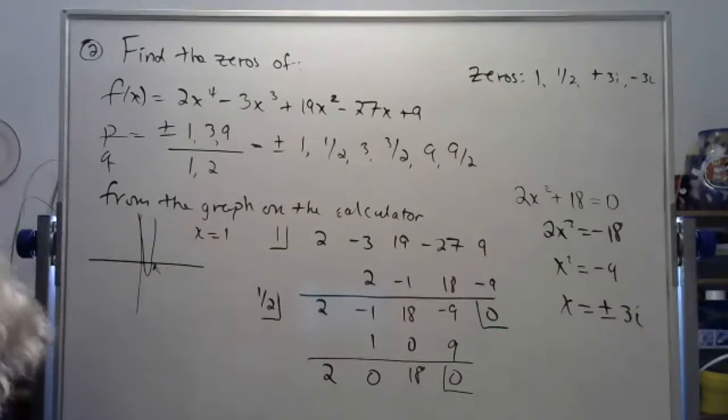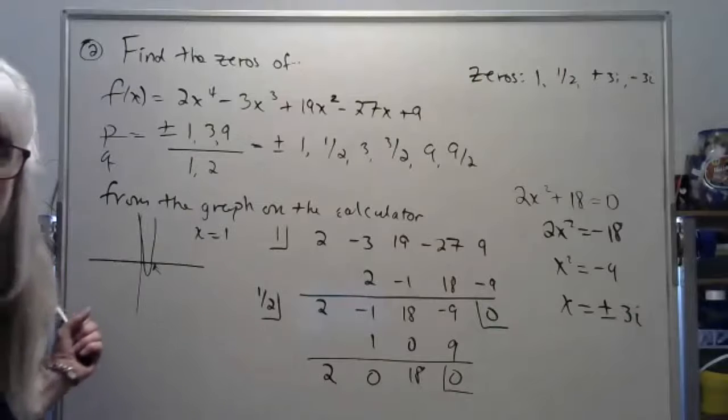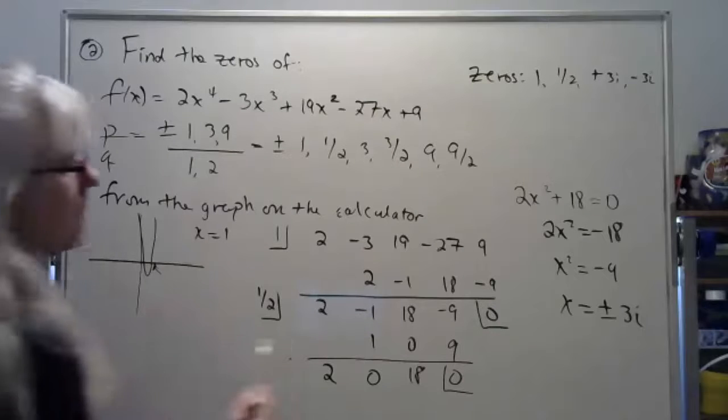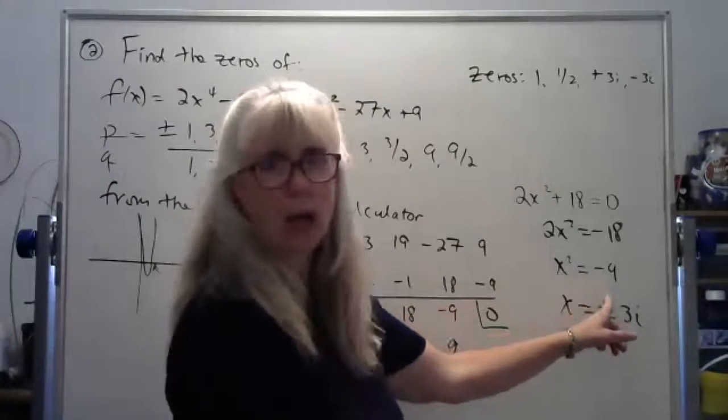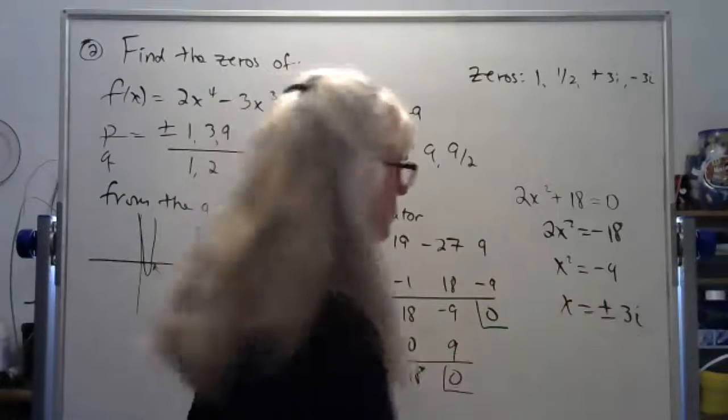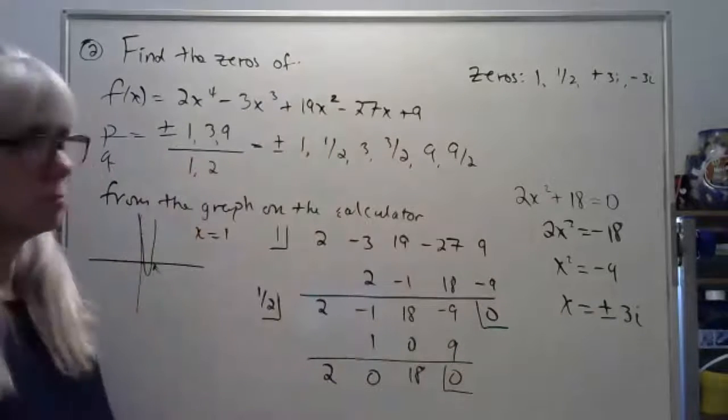Okay, any comments about that? Where did we find 3i? That's coming from the square root of the negative 9. Oh, okay. So, anybody else?